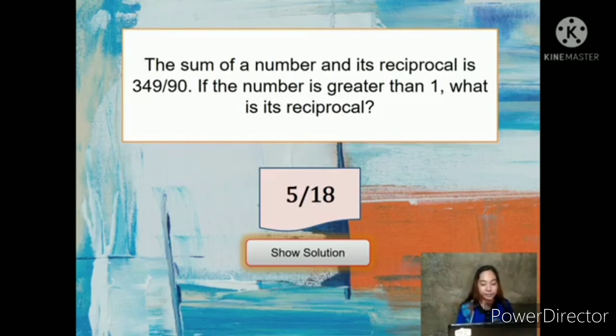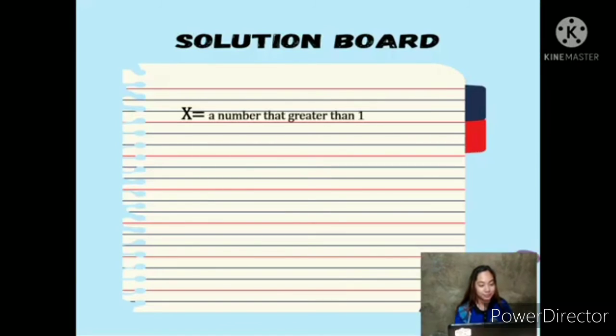So, next, the sum of a number and its reciprocal is 349 over 90. If the number is greater than 1, what is its reciprocal? So the answer is 5 over 8. So paano po nangyari? Ito ang solution. So x is a number that is greater than 1. So 1 over x is its reciprocal.